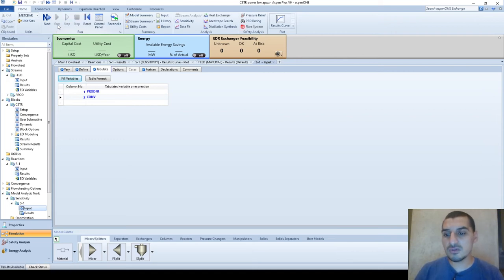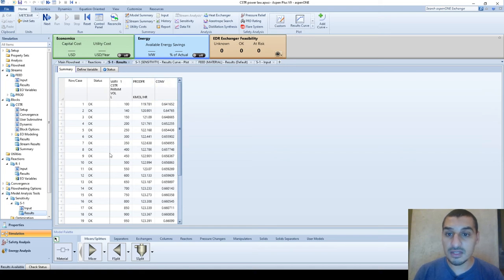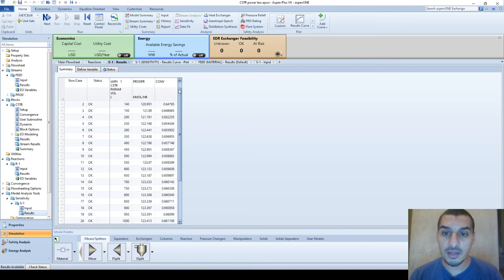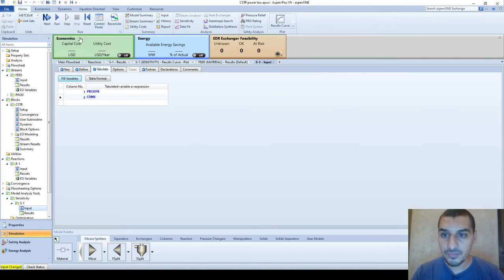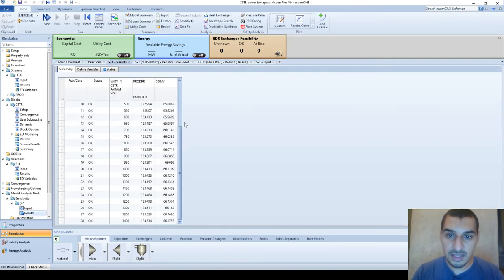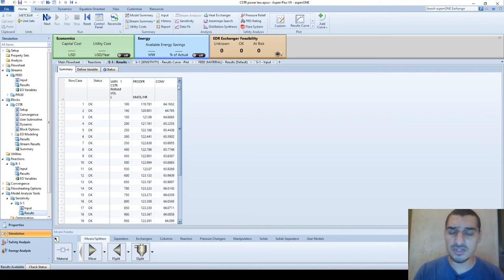So we will just run the sensitivity analysis, and now we will see that we have another column, which is the conversion, and it starts at 64% and ends at 66%. I feel that I need to see this as a percentage, so I'm going to multiply this by 100, and again run the simulation and go to the sensitivity analysis results, and it's now shown as a percentage. It's very simple, very nice, and very straightforward.